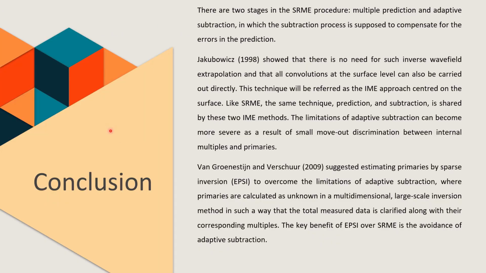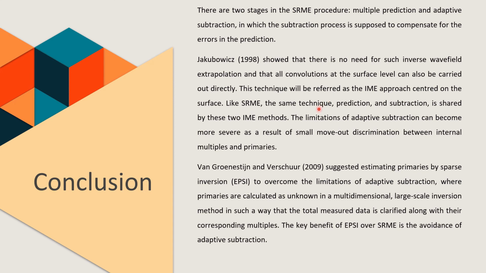Last but not least is the conclusion. From the previous study and investigation, there are two stages in the SRME procedure, which are multiple prediction and adaptive subtraction, in which the subtraction process is supposed to compensate for the error in prediction. Jakubowicz in 1998 showed that there is no need for such inverse wavefield extrapolation and that all convolutions at surface level can be carried out directly. This technique is referred to as the IME, internal multiple elimination approach, centered on the surface. Like SRME, the same technique, the prediction as obtained, is shared by these two IME methods.